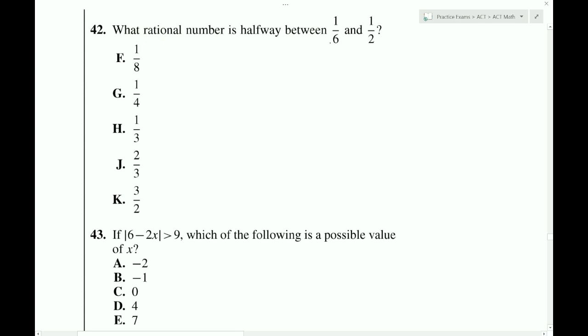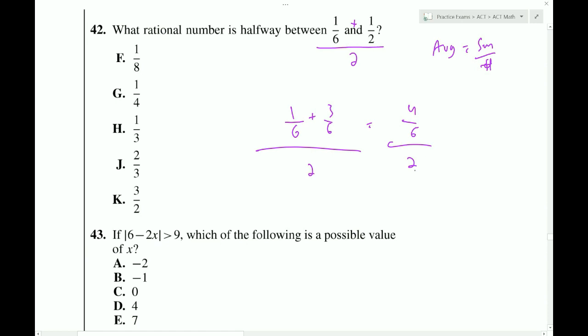What rational number is halfway in between of these? So they're looking for the average. We add them and then we divide by 2, right? Because average equals sum over number. So we add 1/6 and 1/2. A half is really 3/6. So that makes 4/6. And we divide that by 2 over 1, which means we multiply by 1/2. So we get 4 over 12, which reduces to 1/3.